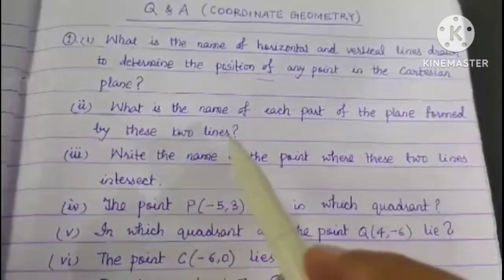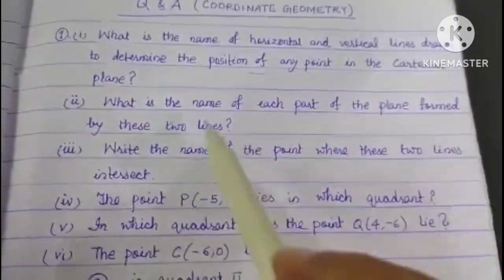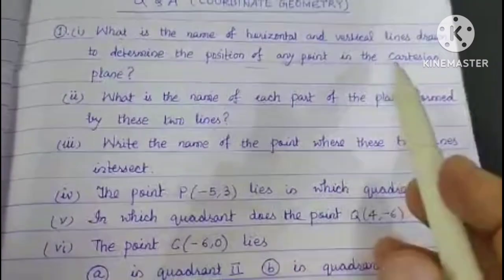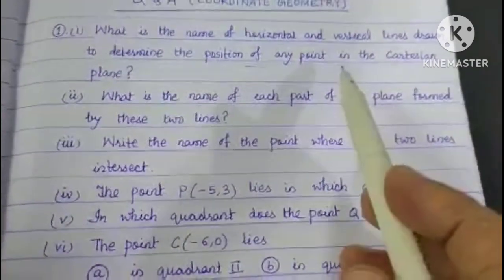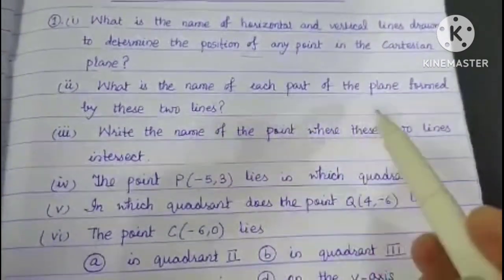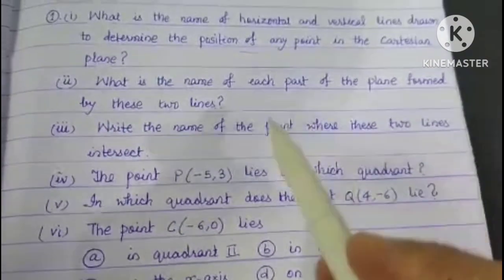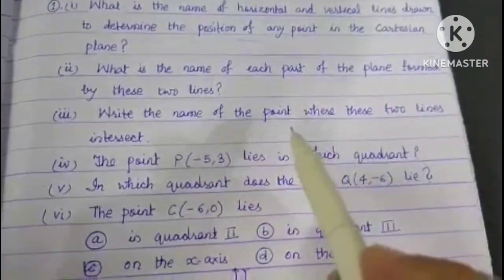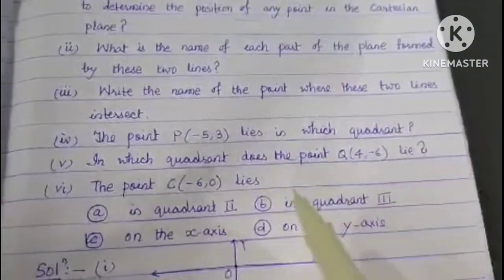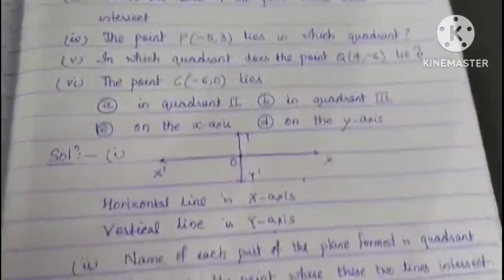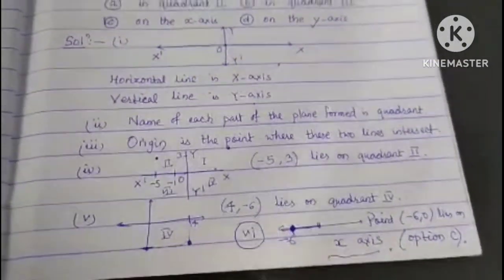So these 6 questions were the building blocks of this chapter, the main theory, you can consider this. What is the name of horizontal and vertical lines? The names are x-axis and y-axis. What is the name of each part of the plane? This is called quadrant. Write the name of the point. This is called origin. And in which quadrant all these points lie. So we have discussed it thoroughly. I hope everything is clear.